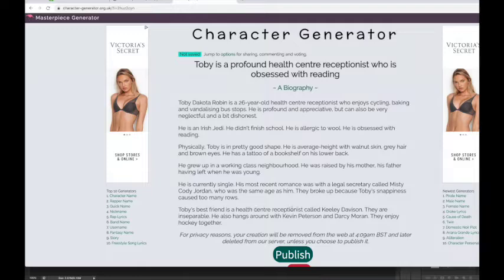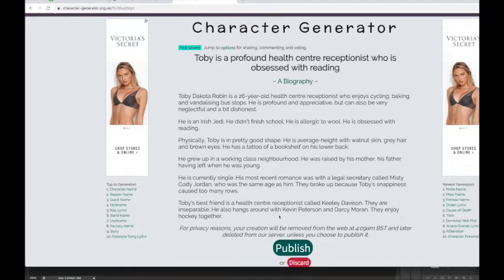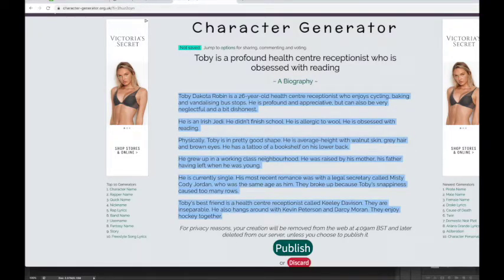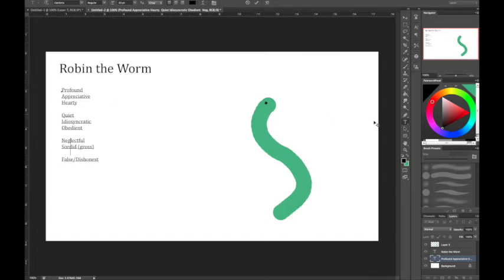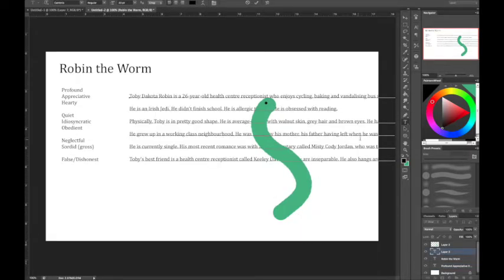Toby's best friend is a health center receptionist called Keely Davison. They are inseparable. He also hangs out with Kevin Peterson and Darcy Moran. Why are these names so white? They enjoy hockey together. Oh, I guess he's in Ireland. Okay, fine. Okay, I'm dead. Okay, I'll take some of this, and then we'll edit it so that it fits a worm. Okay. Toby, Dakota, Robin, tell us about yourself, sir.